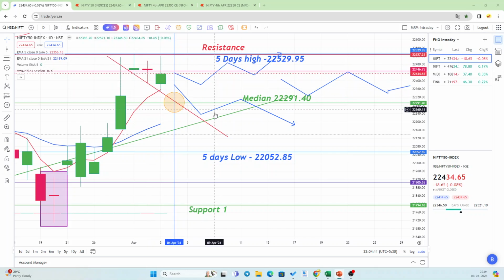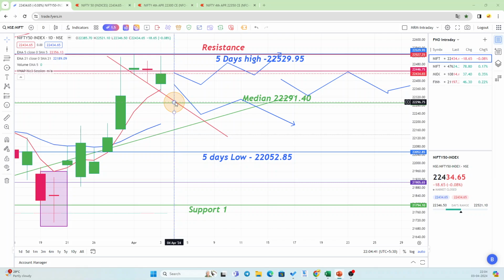You can see this red line I have marked as the trend line. For the last 3 days, including today, this trend is coming downwards. That is why I put one circle here. This is the median line, 22,291, and this circle is the center point for tomorrow. There is a chance of coming up to this area also tomorrow.